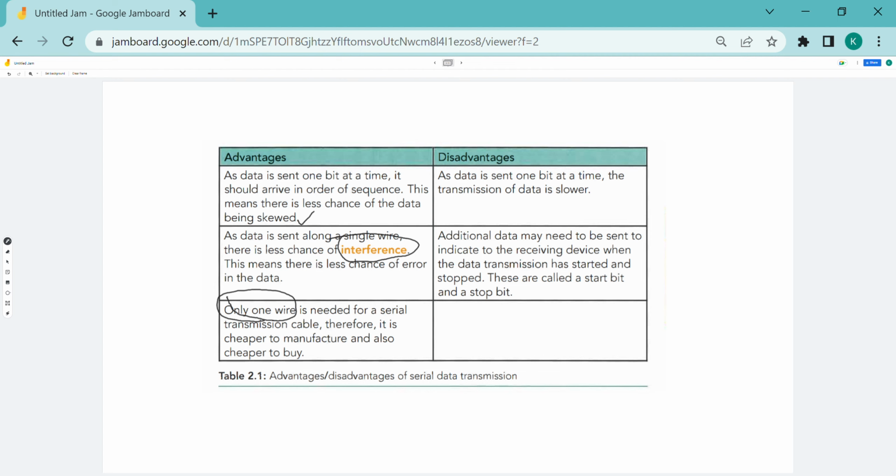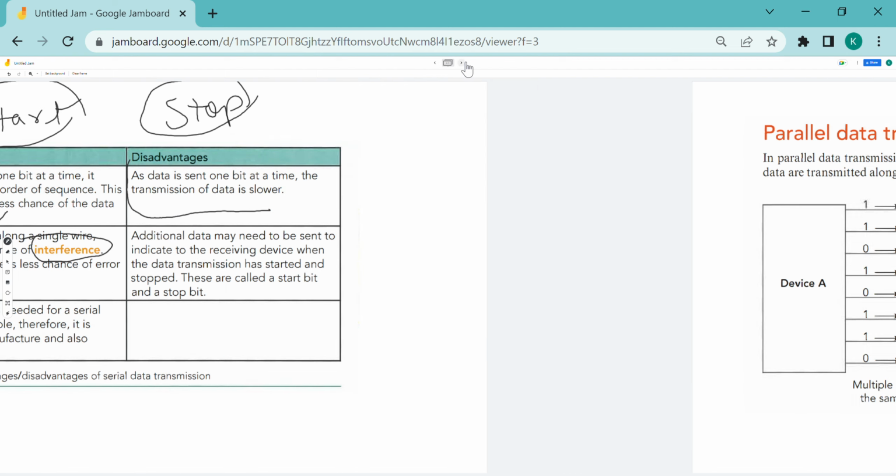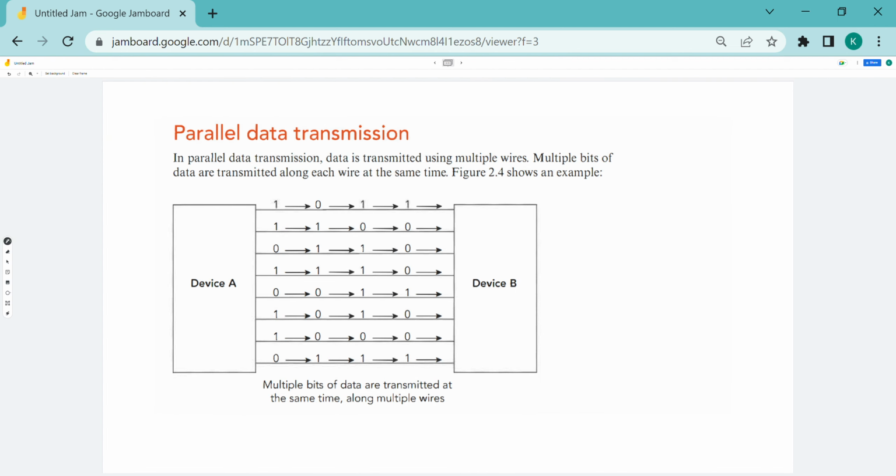Then we have disadvantages. Obviously when the bits are transferring one by one, it's a slower data transmission time. And yes, we need to tell our data that here the data is starting and the data is stopping. So it means we need additional start and stop bit information added with the original data. Hopefully you got the idea of what are the advantages and disadvantages of serial data transmission. Let's proceed further with the parallel data transmission.